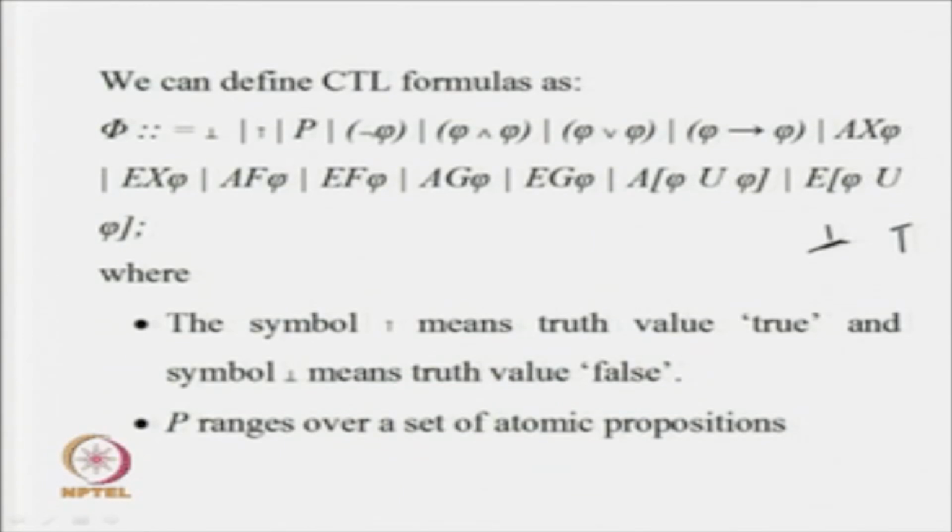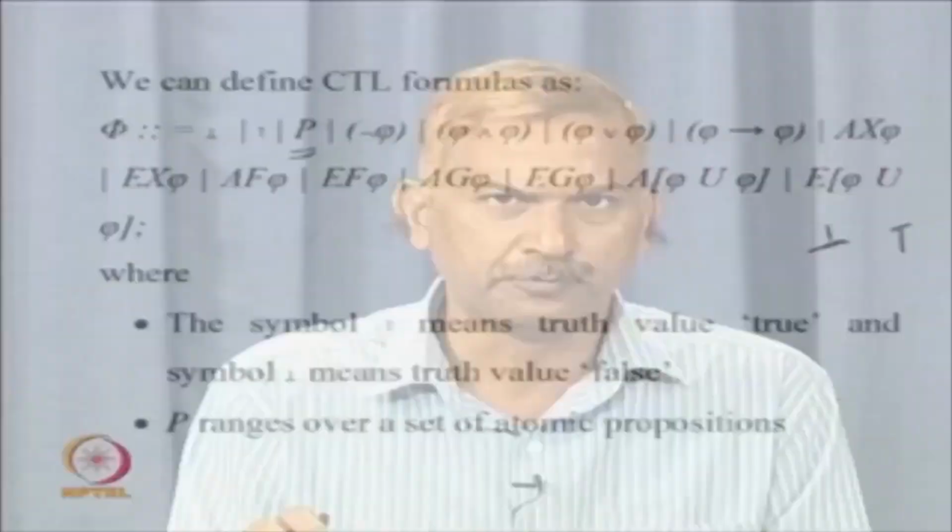Then next we have P. All P will be treated as CTL formulas. What is P? P are the propositions that we are going to use in our system. These propositions can take truth values, either true or false. All these propositions will be treated as CTL formulas. Now, we can use the propositional connectives to form CTL formulas.